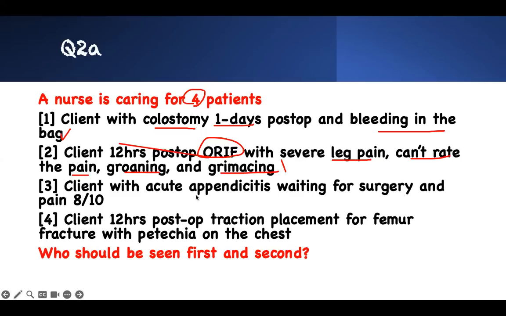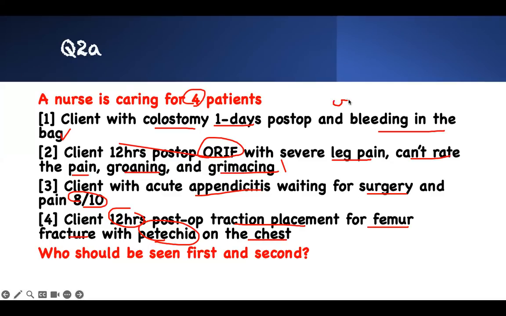And a client with acute appendicitis, waiting for surgery, with pain of 8 out of 10. And a client 12 hours post-traction placement for a femur fracture, now with petechiae on the chest. Who do you want to see? You have to be sharp, right?